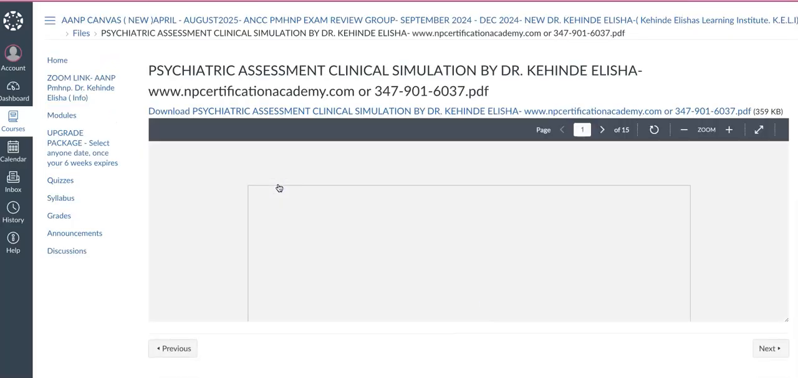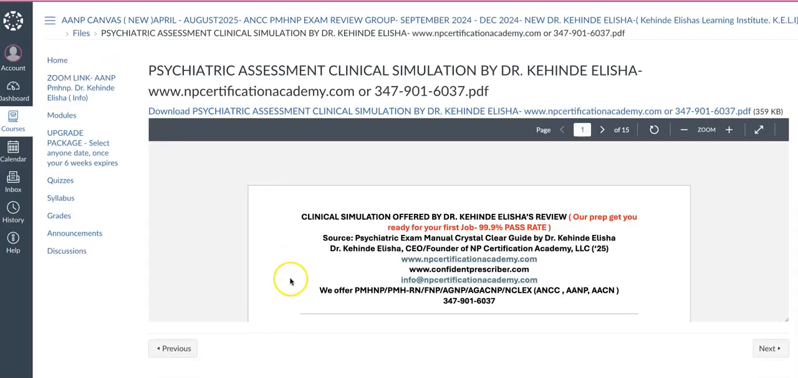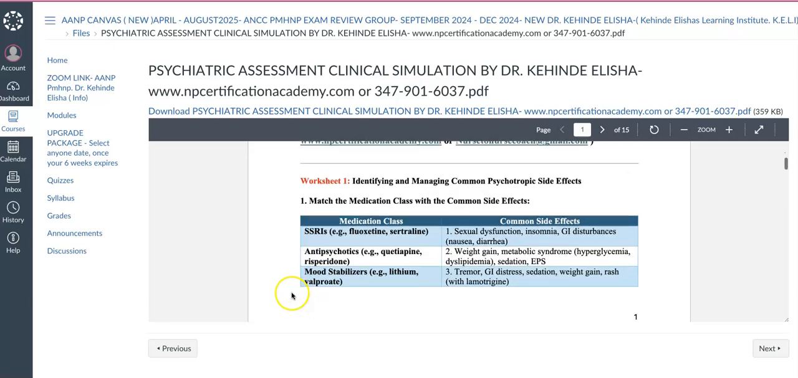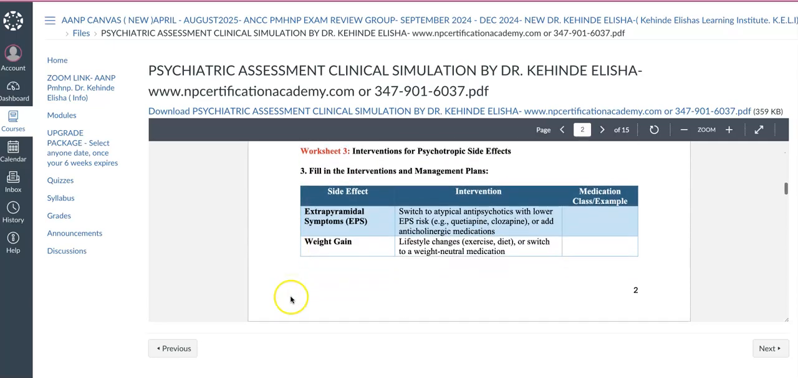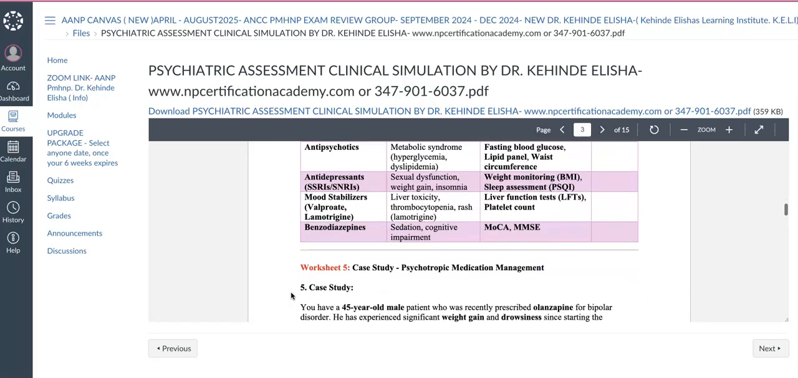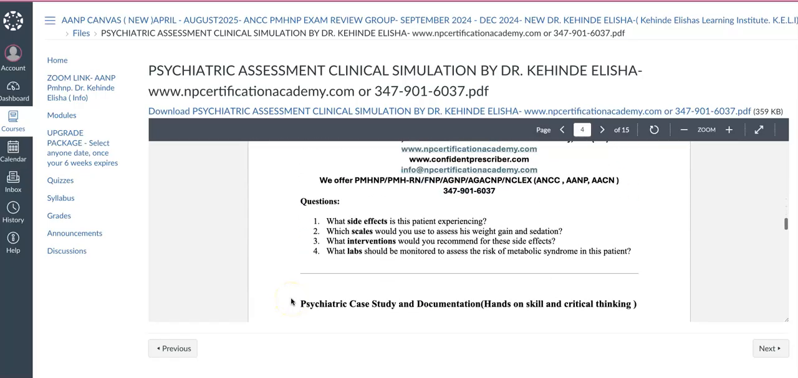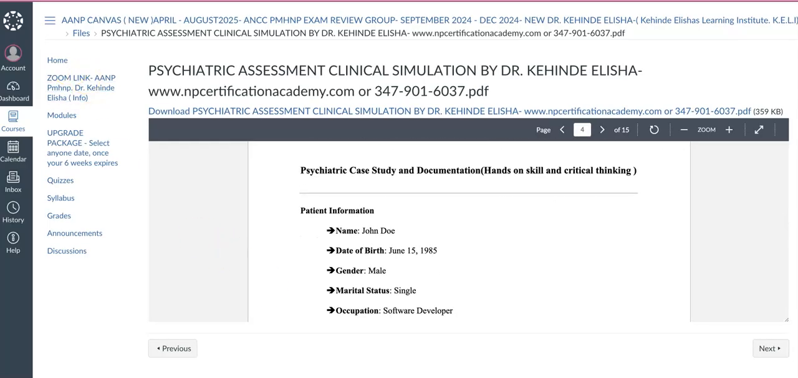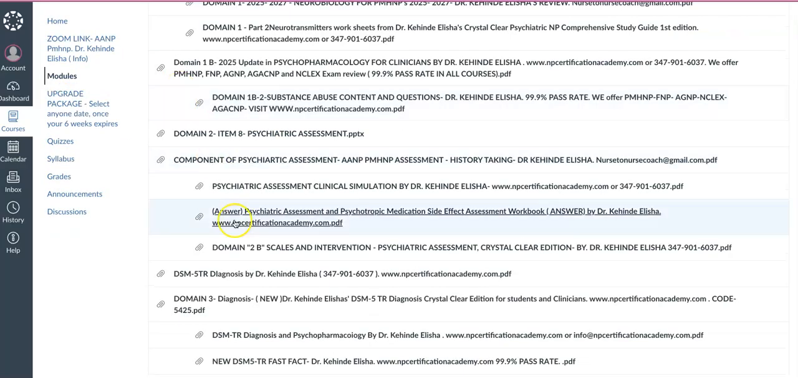Psychiatric assessment, clinical simulation. That's psych assessment. Clinical simulation is nice if you want to learn more, get deeper. It's just going to teach us how to fill in the gap, especially if we didn't get a good clinical rotation. That is the beauty of my clinical simulation. We try to sim it the best way we can.